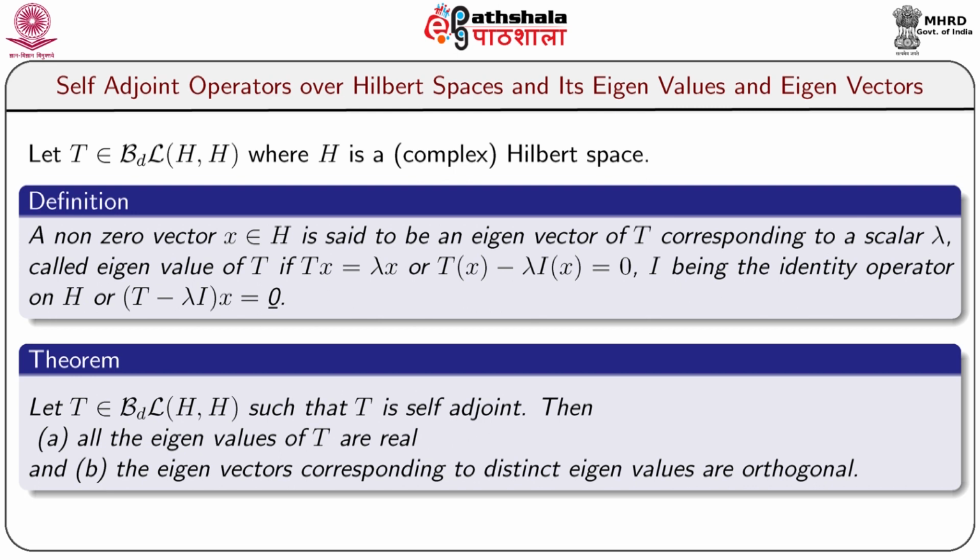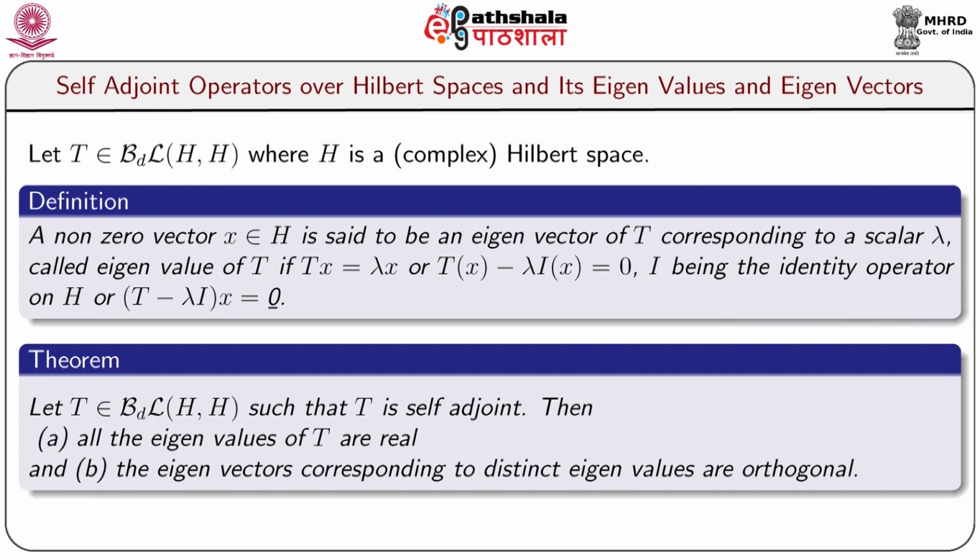For this, let us consider H to be a complex Hilbert space and let T belong to B(H), that is, T is a bounded linear operator from a Hilbert space H onto itself. Let us take a definition. A non-zero vector x belonging to H is said to be an eigenvector of T corresponding to a scalar lambda, called an eigenvalue of T, if Tx equals lambda x, or Tx minus lambda Ix equals 0, where I is the identity operator on H. That means (T minus lambda I)x equals the zero vector.